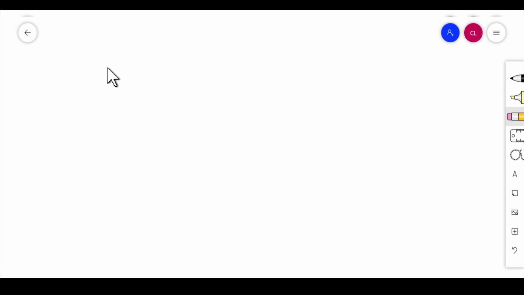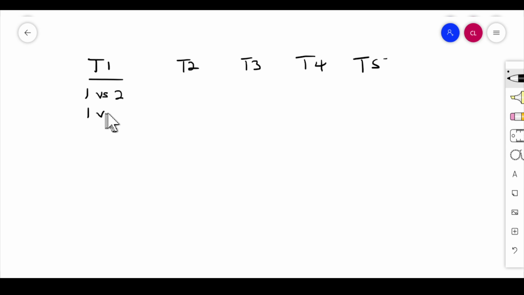So we have team 1, team 2, team 3, team 4, and team 5. Now, team 1, so it will be 1 versus, they can't play by themselves, so it must be versus team 2. Then 1 versus 3, 1 versus 4, and team 1 versus 5. All right. Then team 2 can't play by themselves.